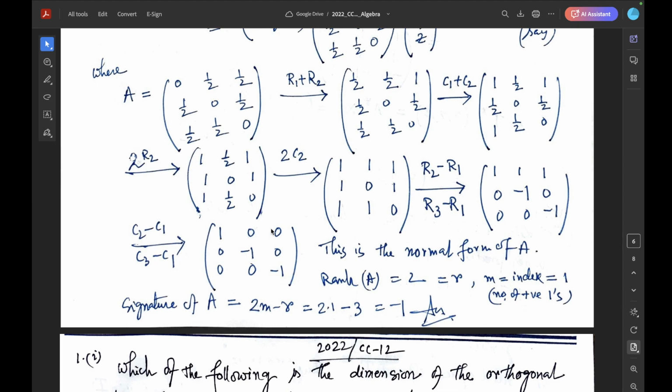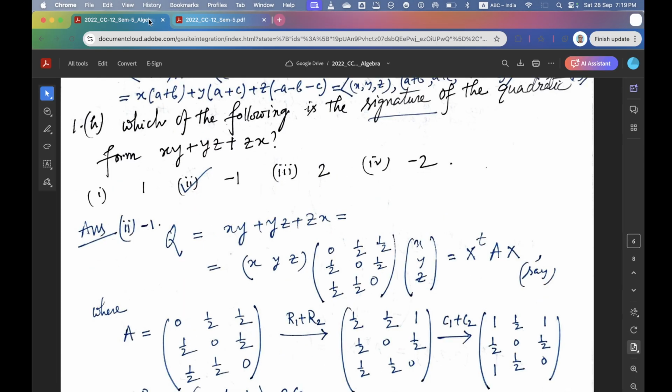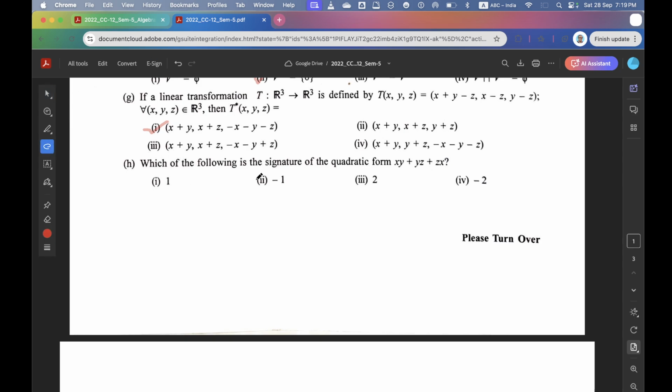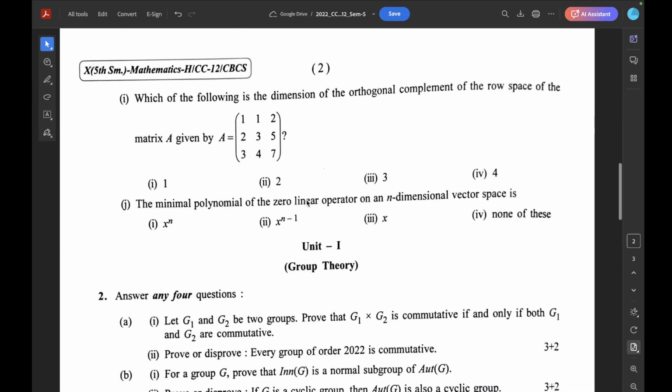Here the number of non-zero rows is 3, so the rank of A, the small r, equals 3. The index of A or Q, the number of positive ones, is 1, so m equal to 1. The signature of A equals twice m minus r, that is, the number of positive ones minus the number of negative ones. So 2m minus r equals 2 into 1 minus 3, which equals minus 1. So the signature is minus 1. The correct option is minus 1, option 2.